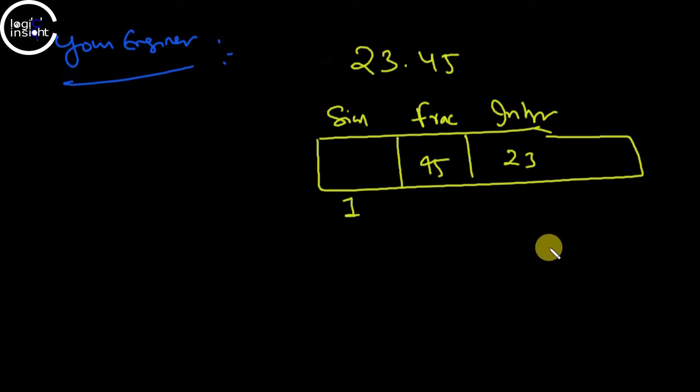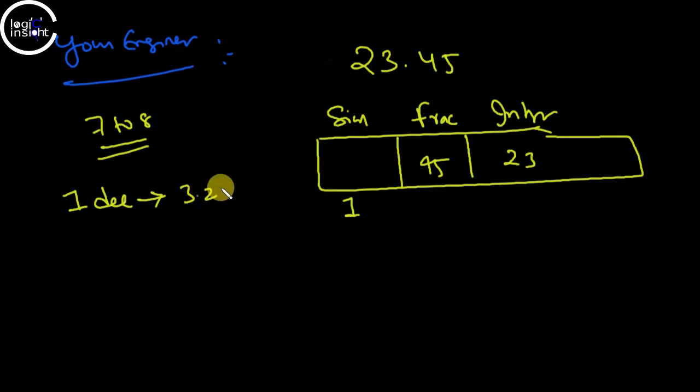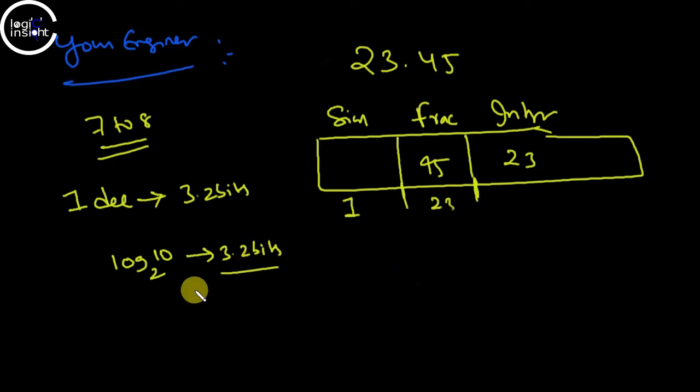So usually in scientific calculations, we use 7 to 8 significant digits of precision. In order to store one decimal digit in binary, we need 3.2 bits, which you can see from this calculation, log 10 to the base 2, which gives 3.2 bits. So to store 7 to 8 decimal digits, we need approximately 26 bits.